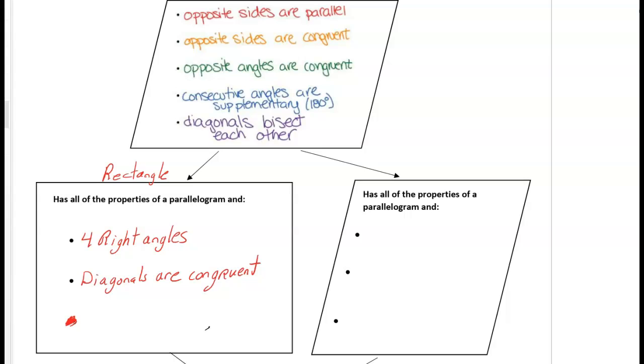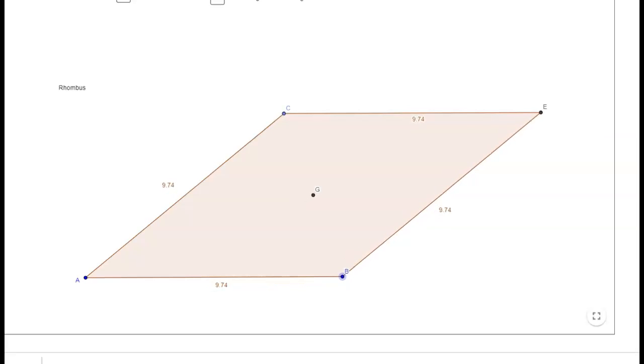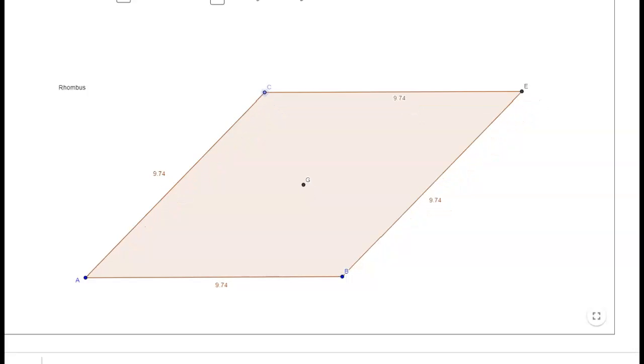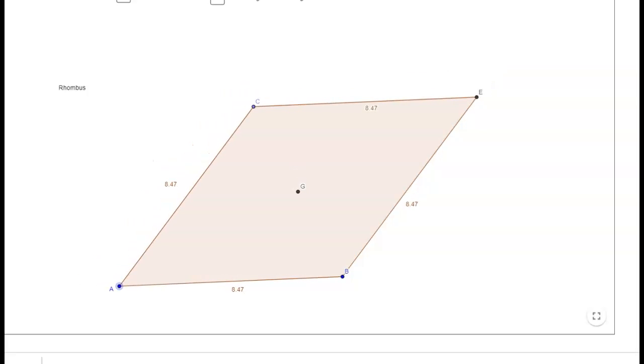Let's take a look at a rhombus. If we take a look at the rhombus that is on the screen, and I were to add the dimensions, you should notice that all 4 sides here are 7.6. If I were to drag the rhombus and make it larger, now each side is 9.74. So a special property of a rhombus is all 4 sides are equal.